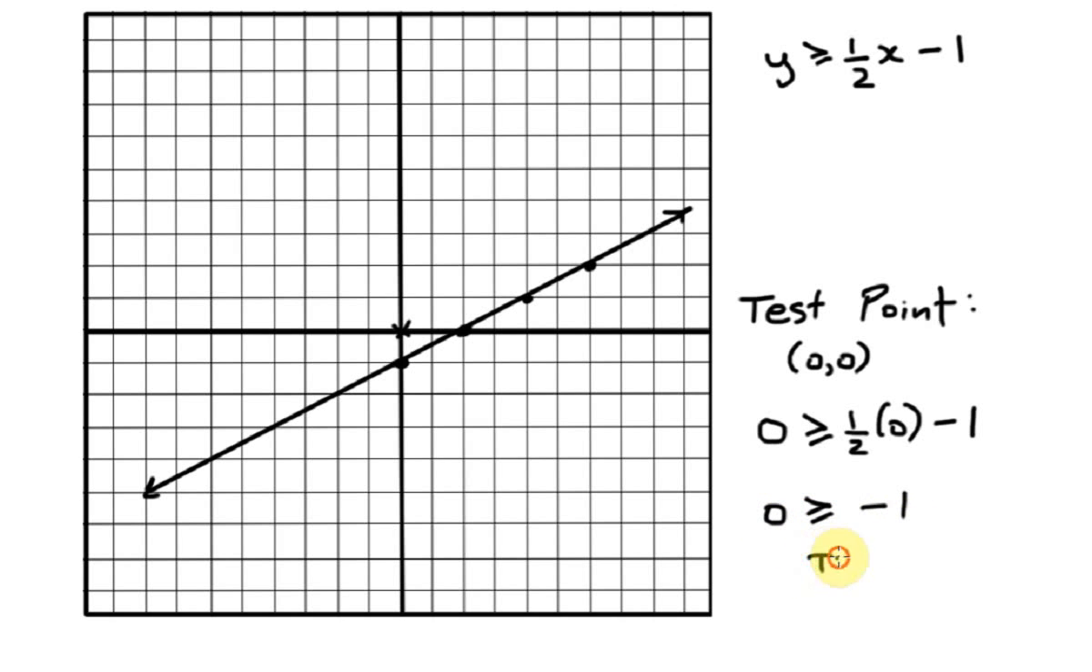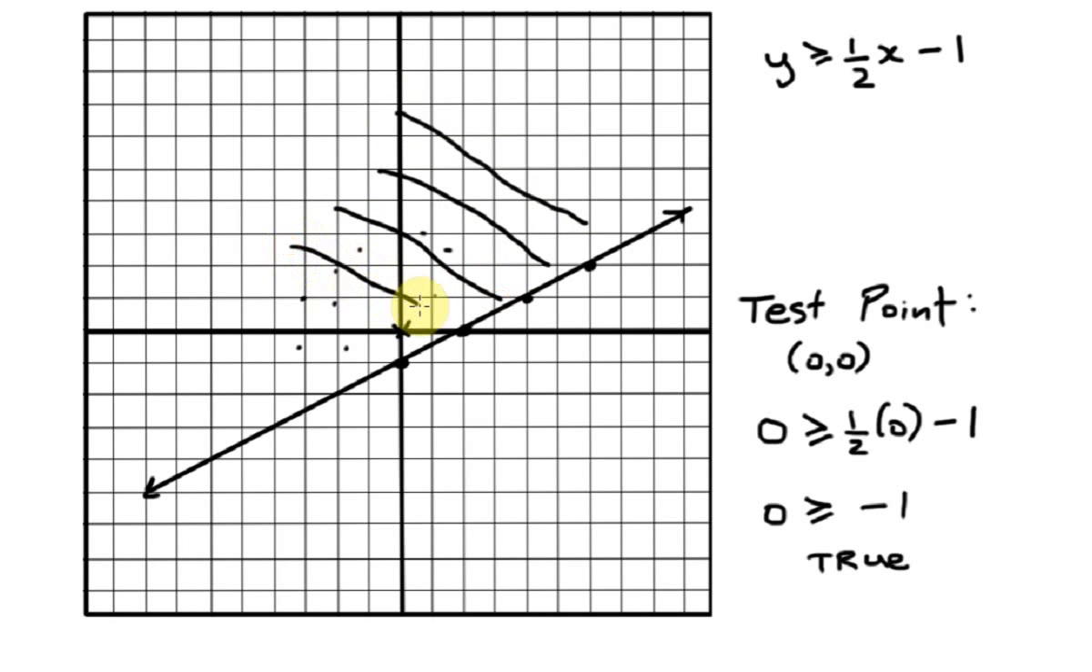Well, yes, it is. So this is true. Now that means that if this point is true, this point is true, and this point is true, and this point is true. In fact, all the points that are on this side of the line are true. So what we do to indicate that is we shade it in.